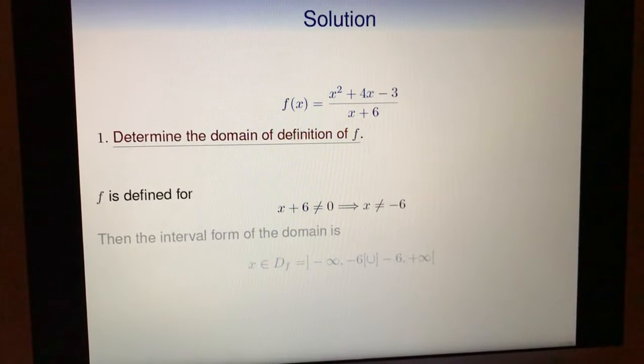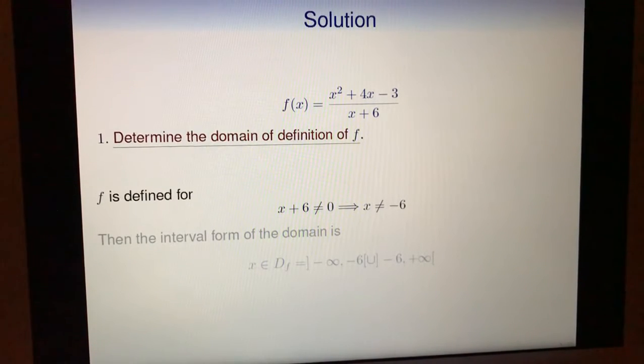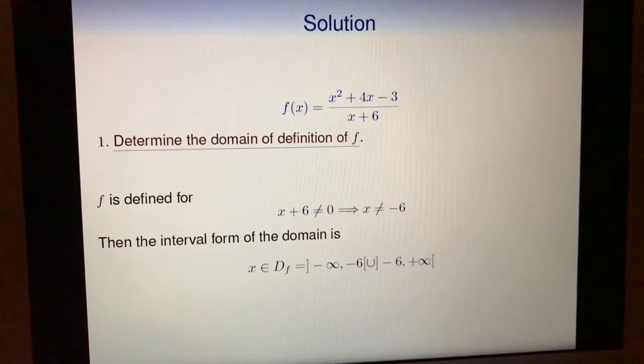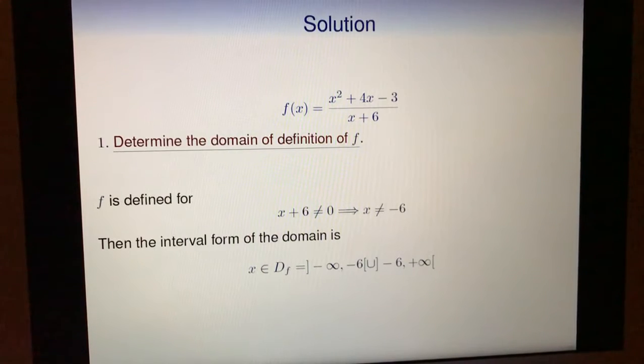So the first question is to find the domain of definition. To find it, we take the expression in the denominator different from 0, that is x plus 6 different from 0, that is x different from minus 6. Then we can write the interval form of the domain of definition: x between minus infinity and minus 6, or between minus 6 and plus infinity.